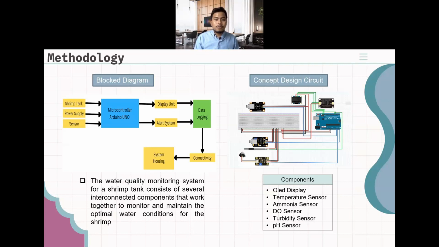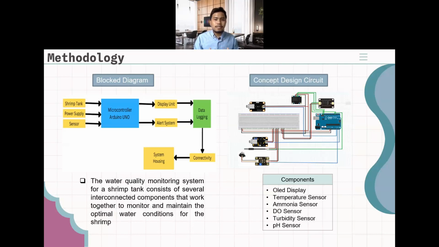And the next part of the display unit is the alert system. The alert system is an important component that monitors the collected data for any deviation from the desired range or predefined threshold. If any water quality parameters exceed the acceptable limit, the alert system triggers audio or visual indicators to notify the user of a potential issue.